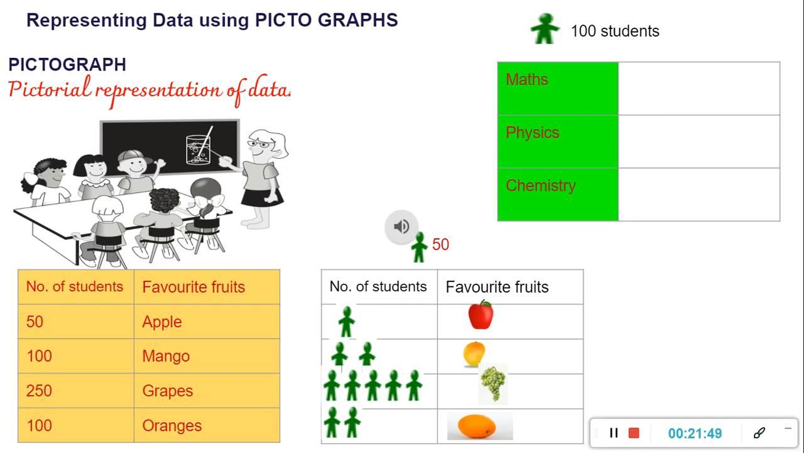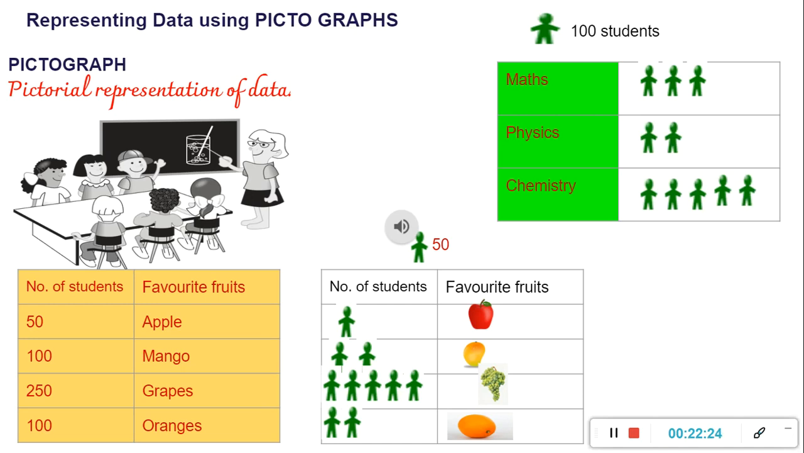And let's see that maths is being liked by these three kids. So what does that mean? How many students like maths? 300, of course, because one kid represents 100 students. As you can very clearly see here, one kid is 100, so three kids means 300. That means maths is liked by 300 kids, isn't it? Physics is liked by 200 students. Chemistry is liked by 500 students because you have 5 kids here, isn't it?